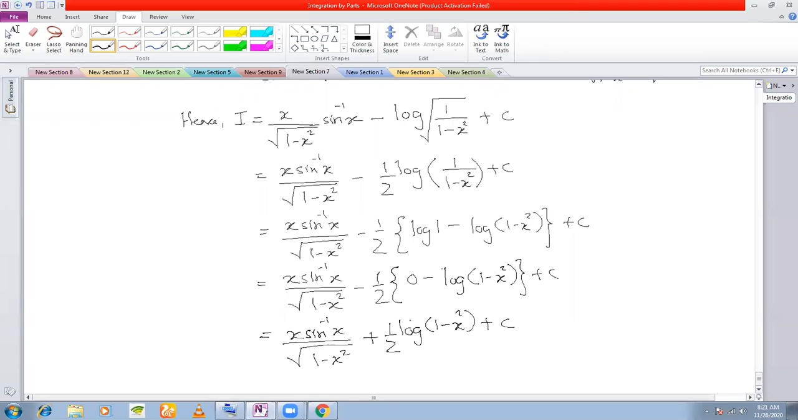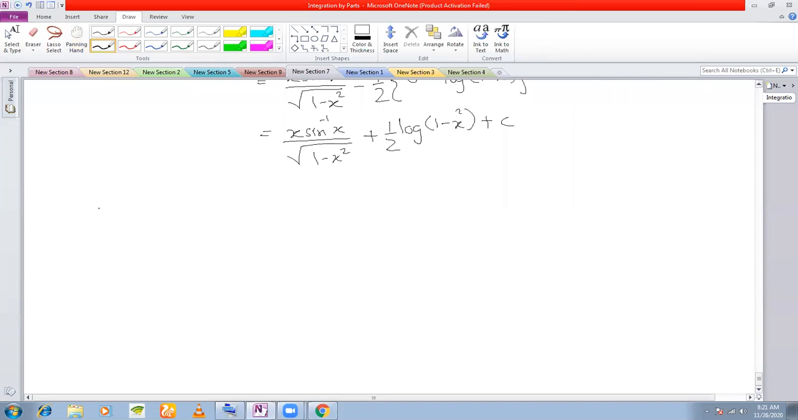Let us move on to the next sum. Now by parts is very important. One or two sums will definitely come from by parts. Definitely one sum will come. At most two sums can come from by parts.